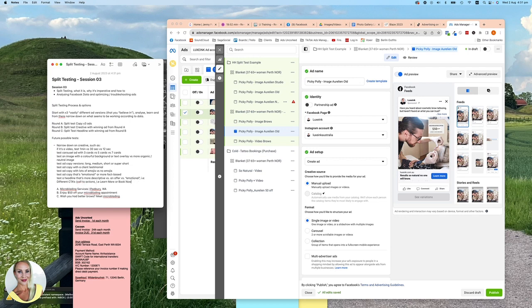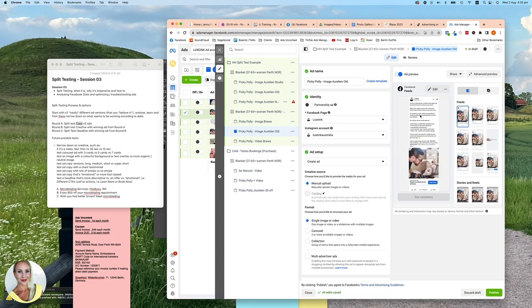I tend to first split test the copy. So I just choose one image that I believe is good, the best one in my head. I think this one will work well. And then I test three different copy variations, and I have three different angles that I also think should work well. I try to make them sort of vastly different.